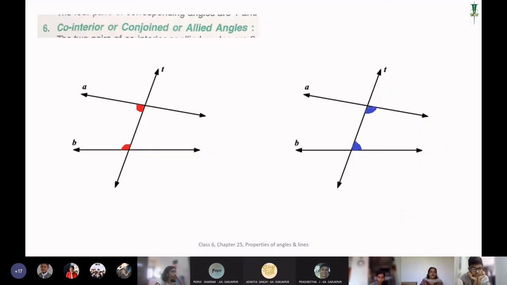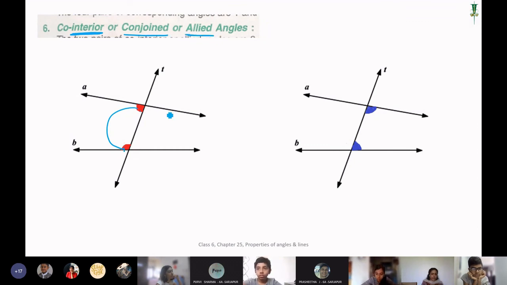Now the other one is co-interior, or conjoined, or allied. Co-interior, the name itself implies where it is lying. It is on the same side of the transversal, so it will be called co-interior. They are together in the interior. They are also called conjoined, or another word is allied, meaning same sides. But co-interior angles are always in the interior alone.